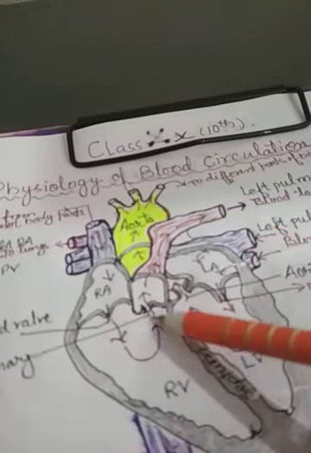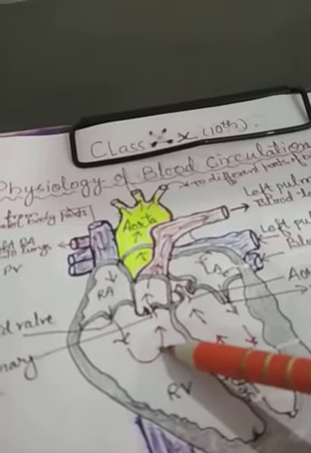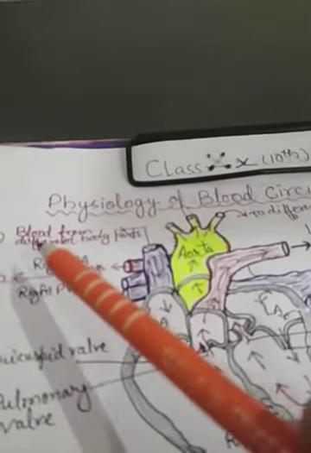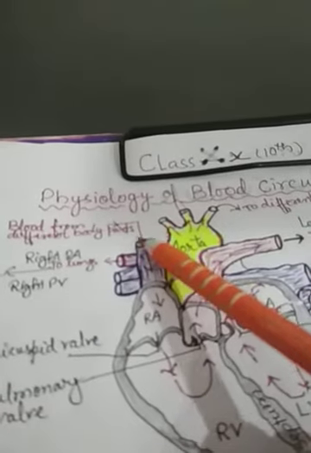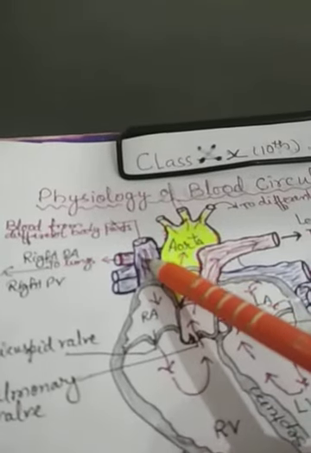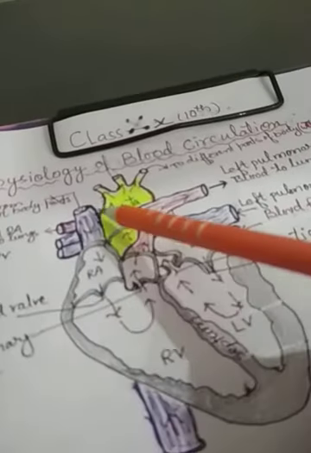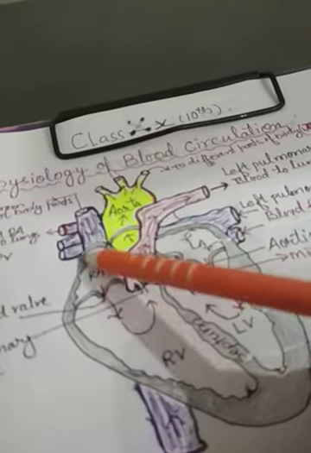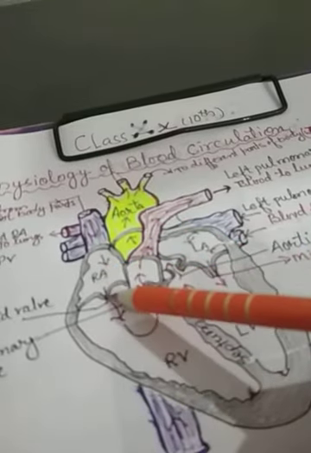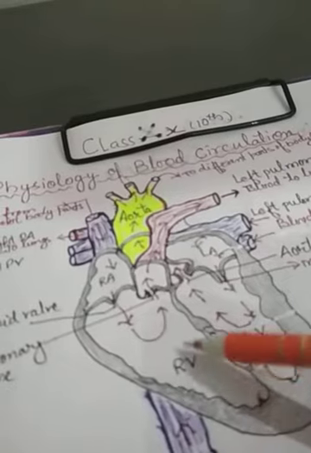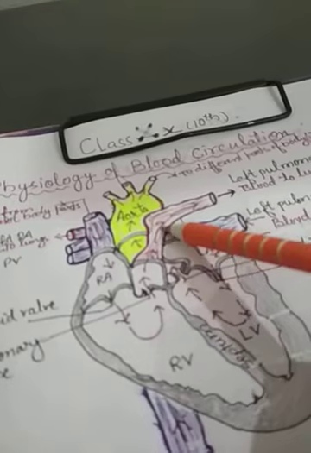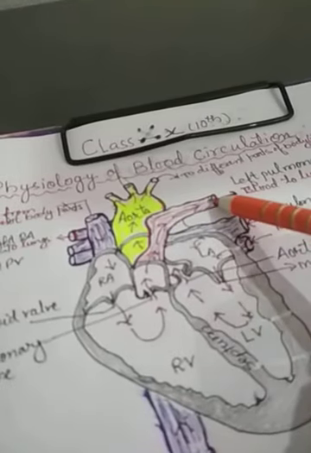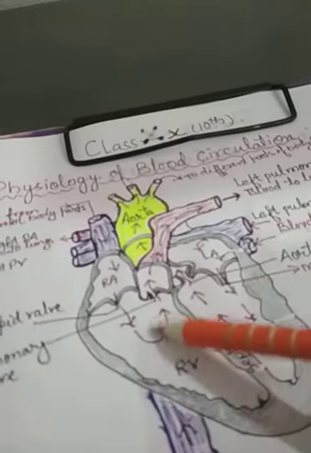And my dear students, this blood is coming from the different parts of the body, and it enters via the superior vena cava and inferior vena cava. This is the inferior vena cava, this is the superior vena cava, and blood enters into the right atrium, then the right ventricle, then this blood goes to the right and left pulmonary arteries. And please note that this blood is deoxygenated.